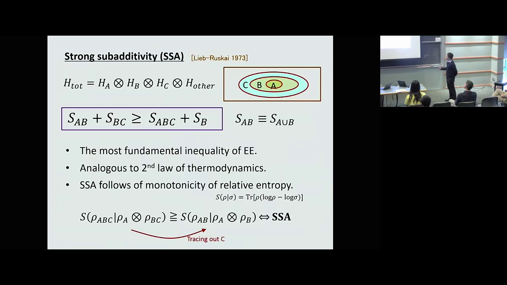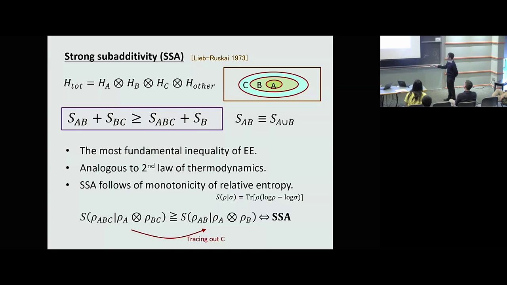Roughly speaking, it's analogous to the second law of thermodynamics, which we also know is very important. And how to prove this? One systematic way to prove strong subadditivity is to use monotonicity of the so-called relative entropy. Relative entropy basically measures the distance between two different density matrices, rho and sigma. This is defined in a slightly non-symmetric way, but it is quite a useful quantity and is always bounded below by 0.